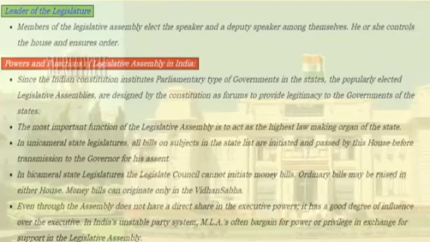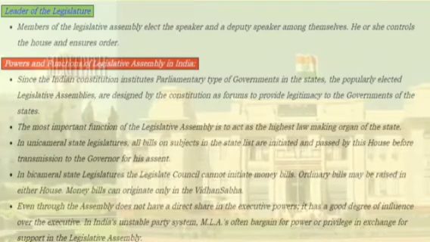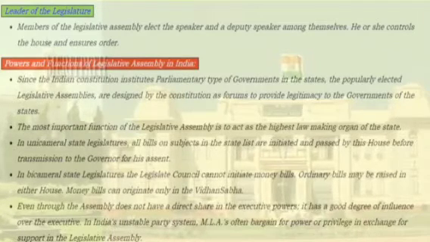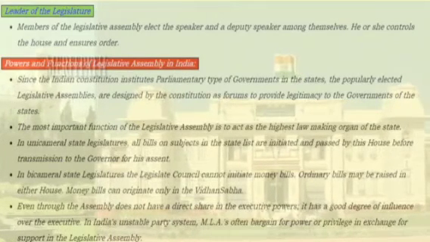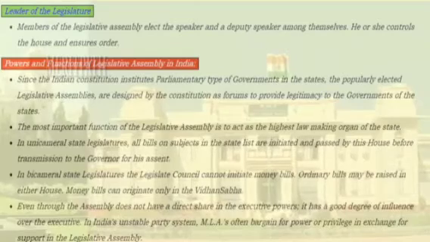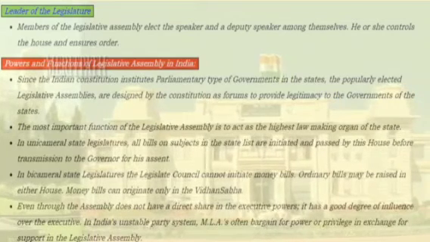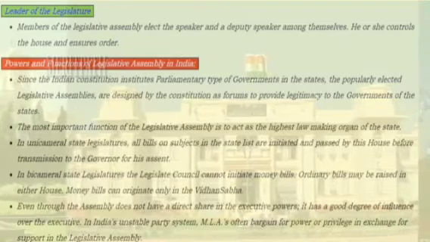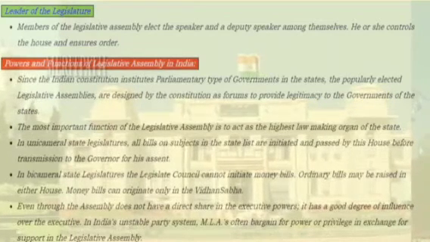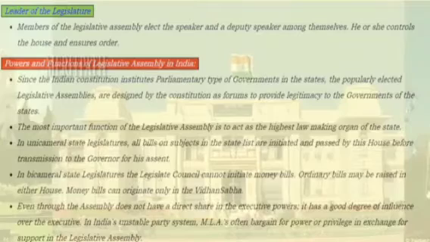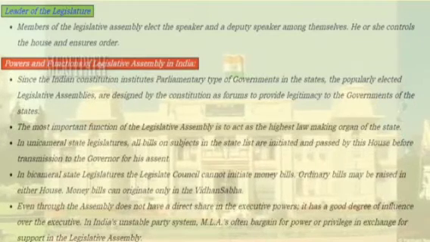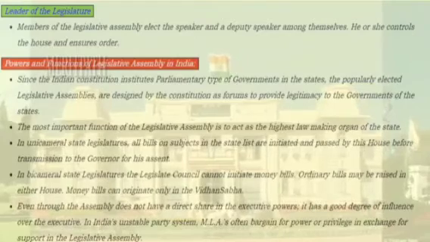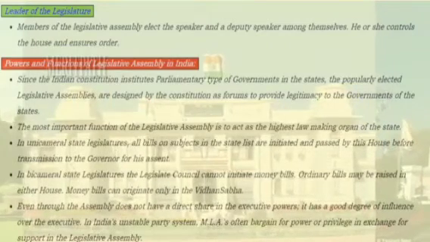Who can be the leader of the legislature? All the members of the assemblies elect the speaker. MLAs elect one speaker and also a deputy speaker. The speaker and deputy speaker control the house, that is the assembly, and ensure there is order. So the total MLAs elect one speaker, who is the leader of the legislature, and also one deputy speaker.